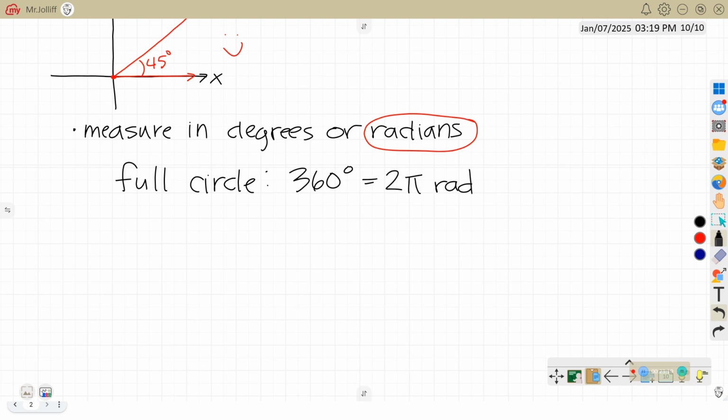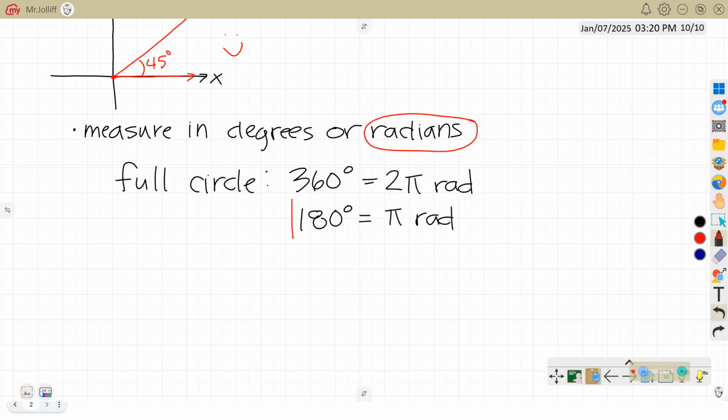So 360 degrees must be equal to 2 pi radians, because they both measure the same thing, a full circle. And we're going to use that to build our conversion factor. Both of those numbers are even numbers because they are divisible by 2. So let's divide them by 2. What is 360 divided by 2? 180. What is 2 pi divided by 2? Pi. Perfect.